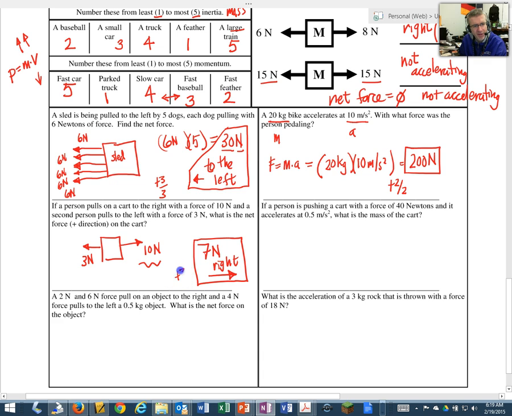That's 3 points out of 3. I've got the size of the force, I've got the direction of the force, and I have the units of the force.